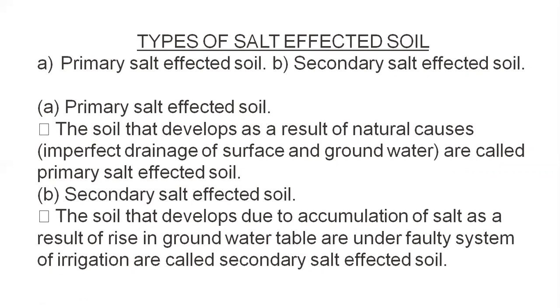And then what is secondary salt affected soil? The soil that develops due to accumulation of salt as a result of a rise in the groundwater table or under a faulty system of irrigation is called secondary salt affected soil. So it means that when human beings are involved in producing crops and using the water unscientifically, unsustainably, that could be the reason for secondary salinity in the soil.